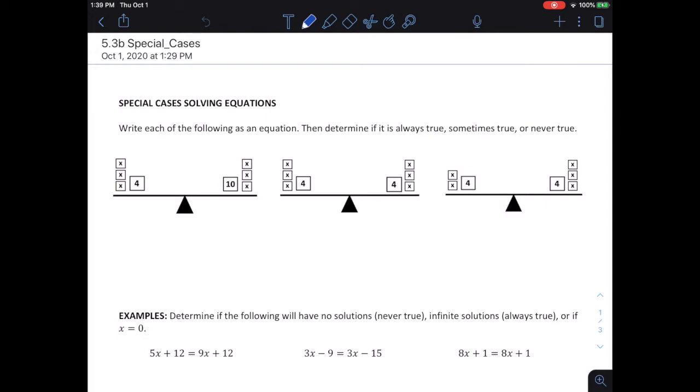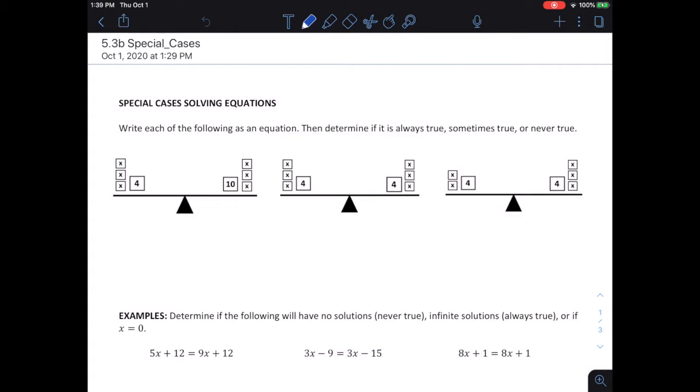Okay, in this lesson, we are talking about solving equations still, but we're going to talk about some special cases. And hopefully you'll see what I mean when I say special cases. Up until now, every time we solved an equation, we got a single answer of some sort. But today that's going to look a little bit different.